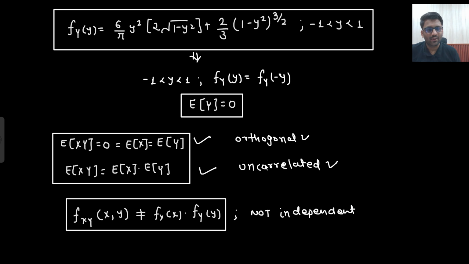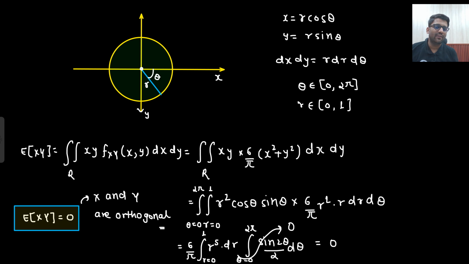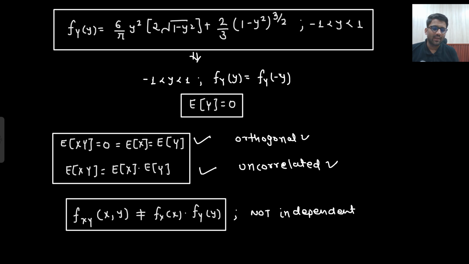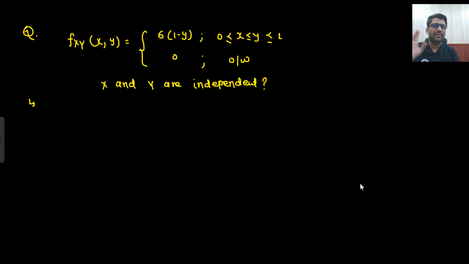Along with that, it would have been uncorrelated as well. But if this thing is not there, then it cannot be independent. And without even doing the calculation, by using our brain, I could see that x and y are depending on each other, so they can never be independent.